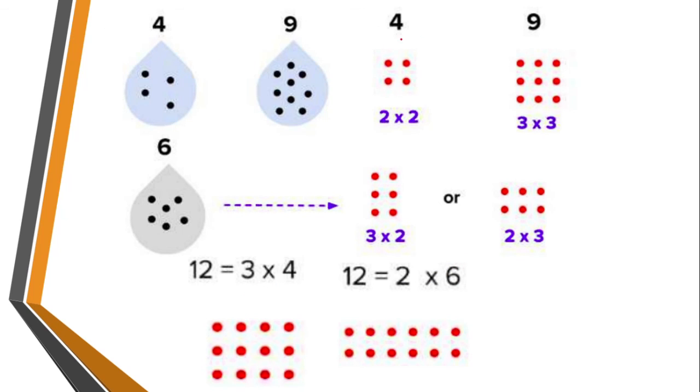Like numbers, as I said, 4 and 9 are arranged as a square, not a triangle. They can't be arranged as a triangle, but they can be arranged as a square, right? For 4 it will be 2 into 2, and for 9 it will be 3 into 3. So you can see a square is forming in both the numbers.